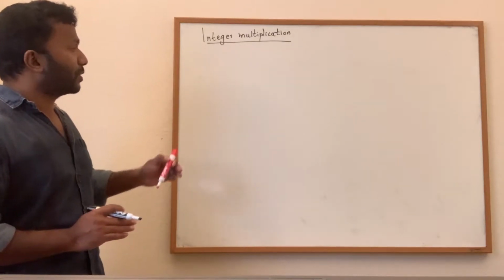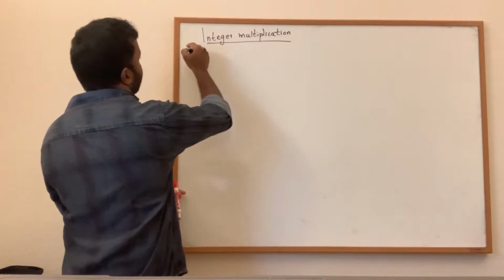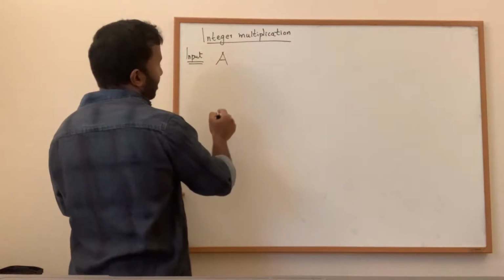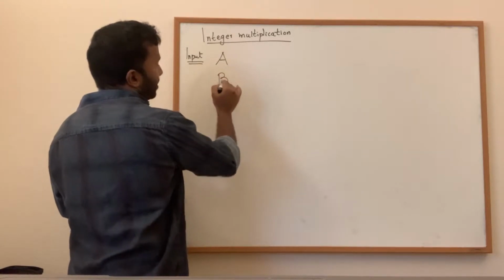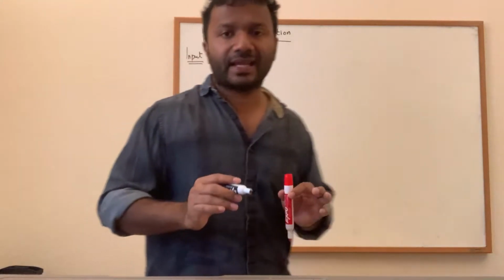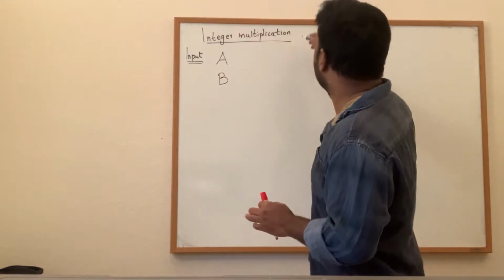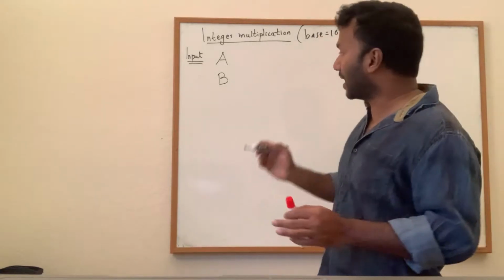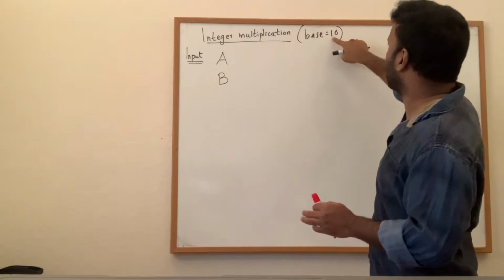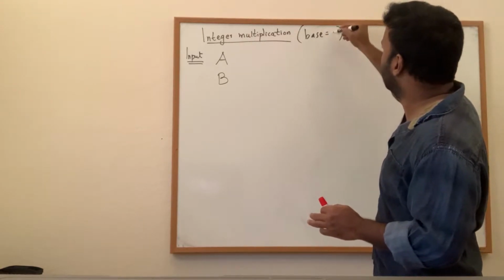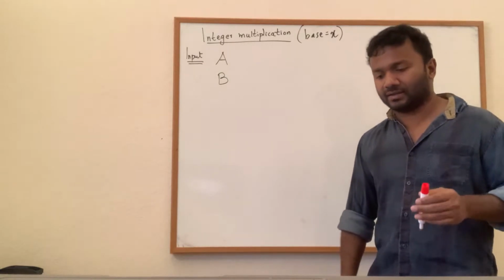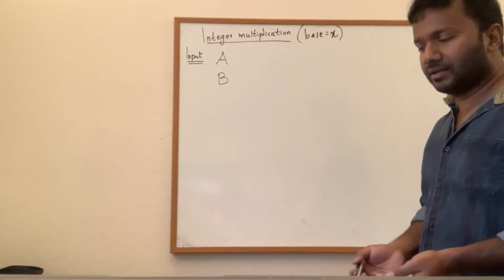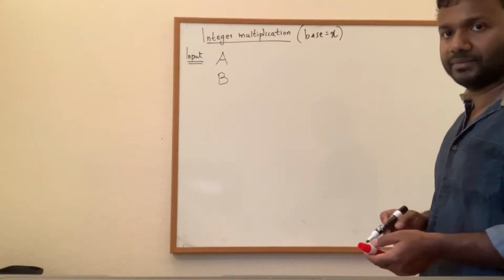Alright, so for this problem, the input is going to be like this: a number A and a number B, right? Two numbers, and both of these are n-digit numbers. Let me not fix the base, let me assume that the base is x. Like when x is equal to 2, this is binary. When x is 10, this is our normal decimal number system, etc.